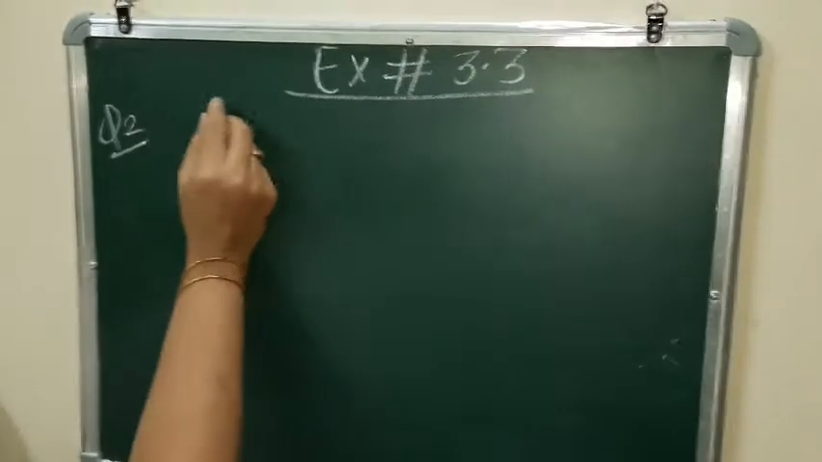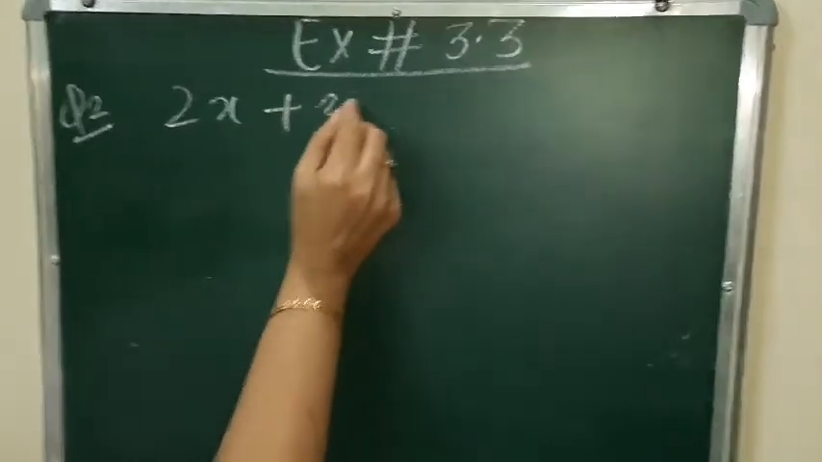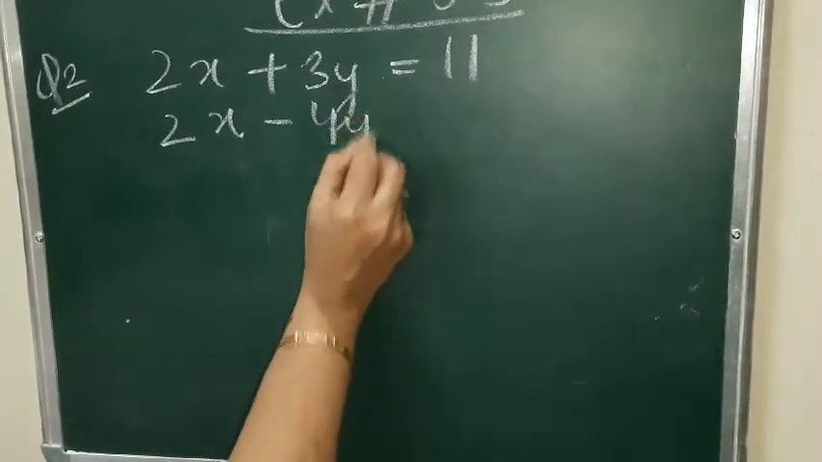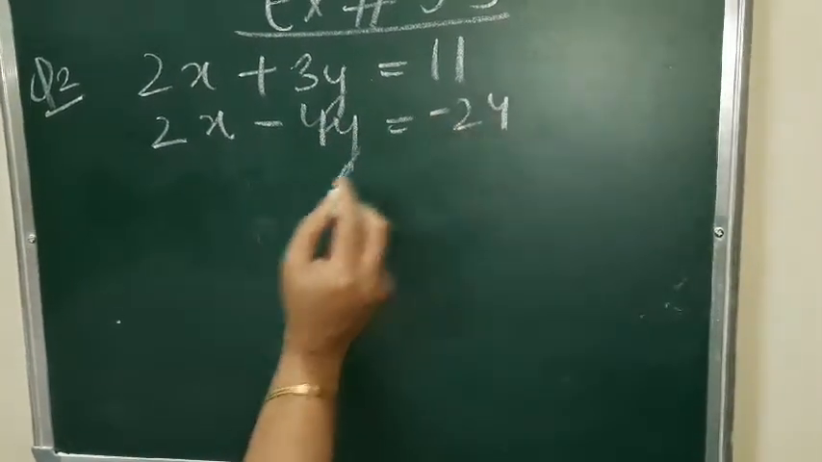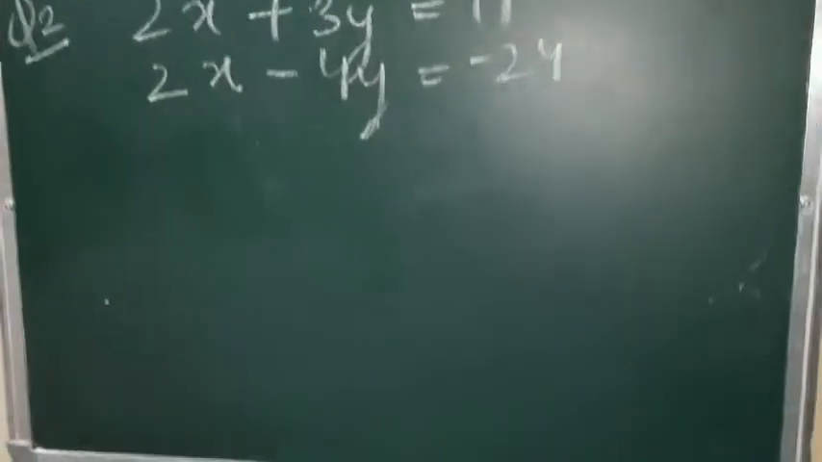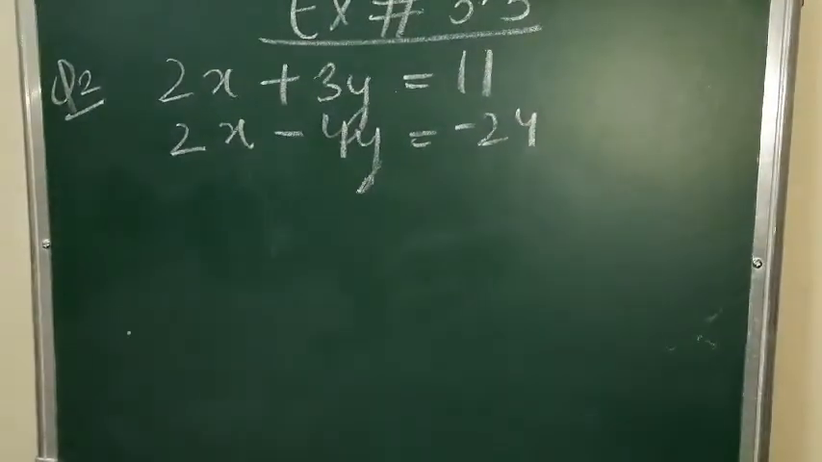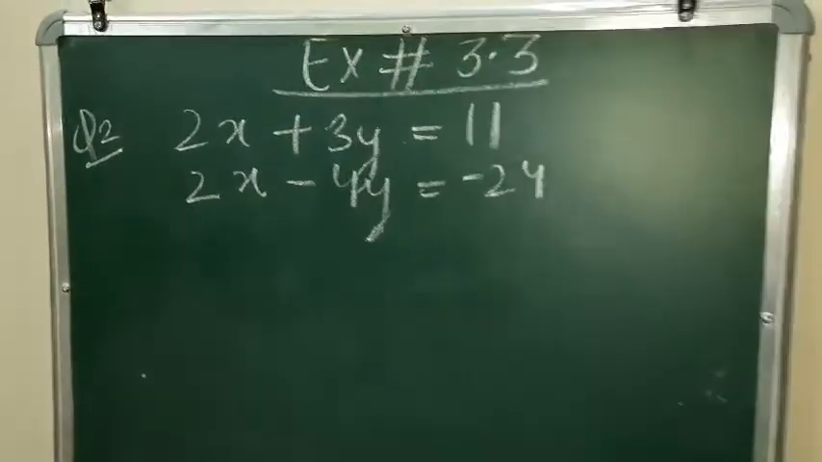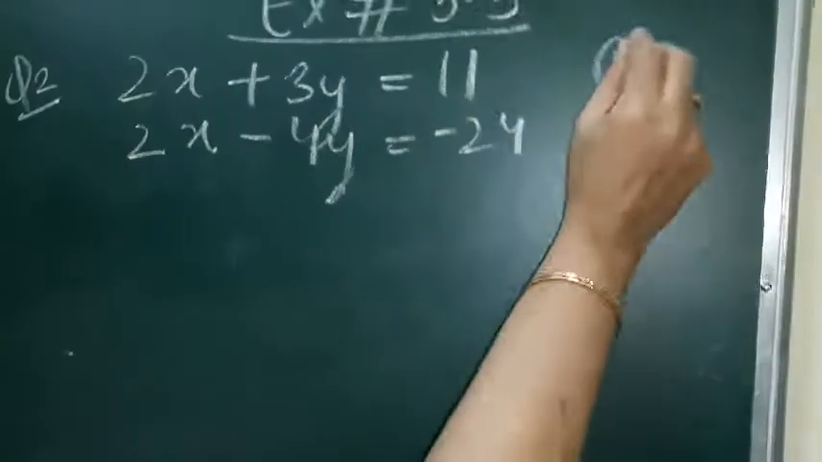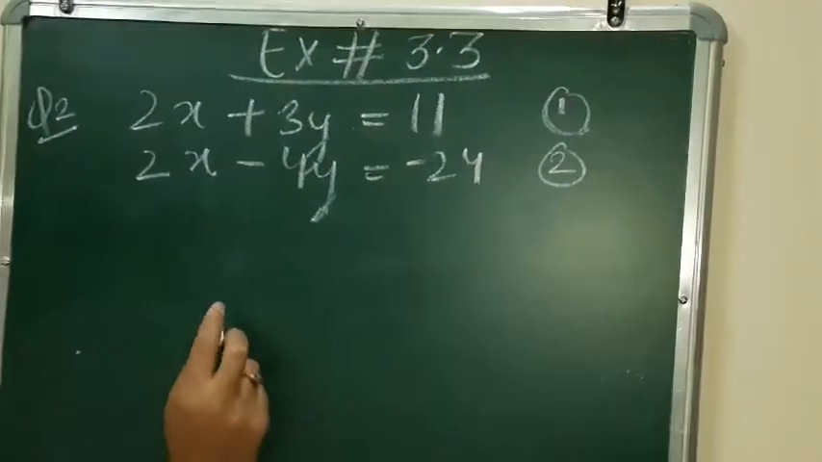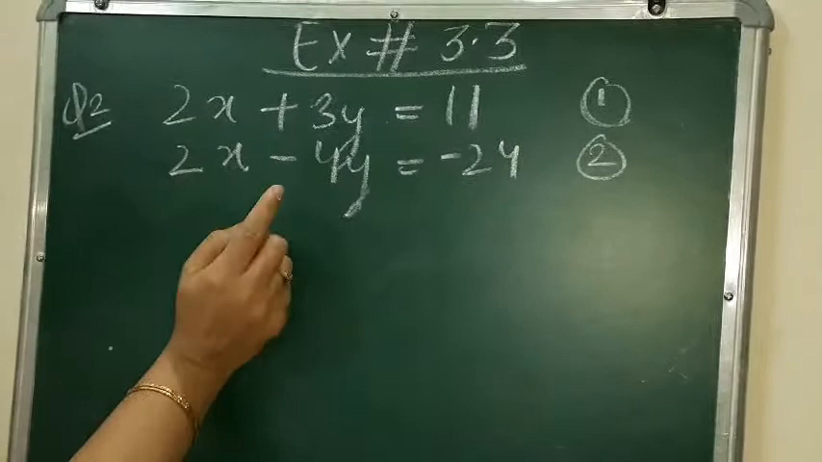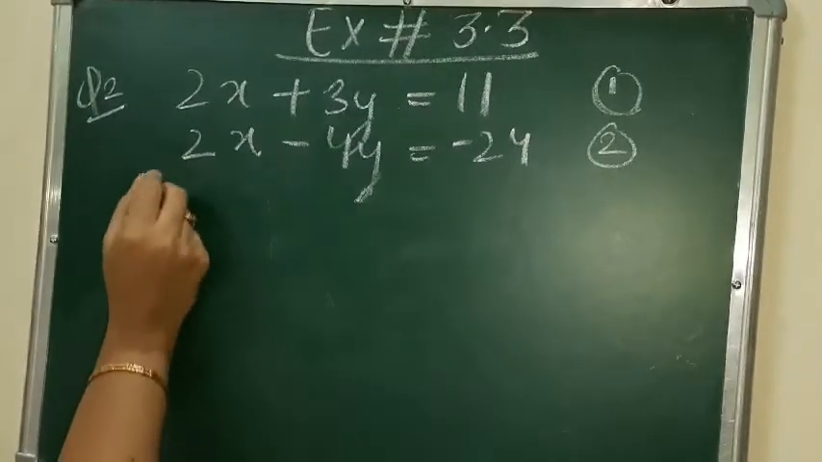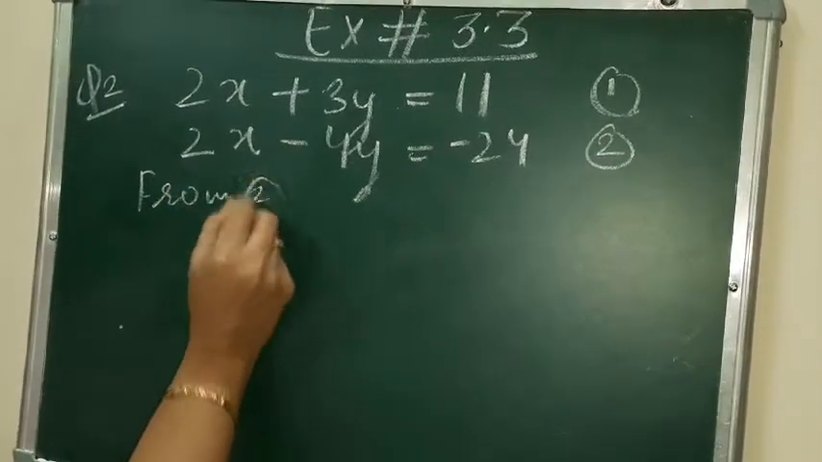Question number 2 is: solve 2x plus 3y is equal to 11 and 2x minus 4y is equal to minus 24, and find the value of m for which y is equal to mx plus 3. First we'll find the value of x and y from this. This is our first equation, this is the second equation. Now, from the first equation or from the second equation, it's your choice, you will find the value of x. I am finding it from the second.